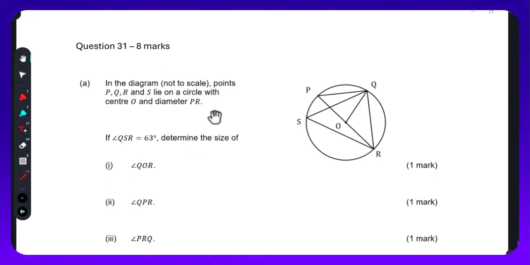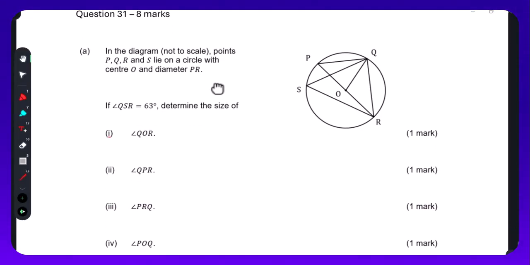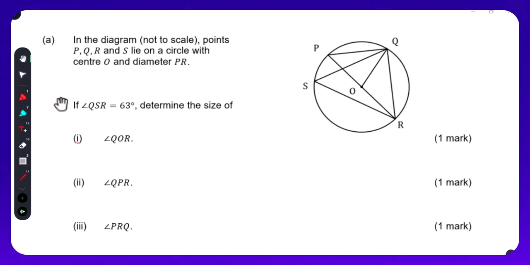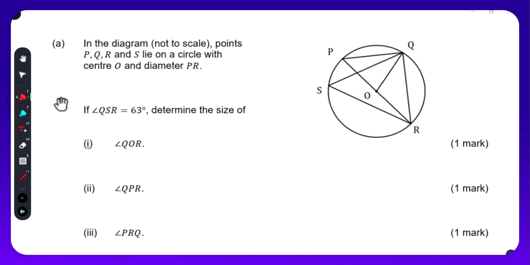We're now up to question 31. So if QSR equals 63, determine the size of these other angles. So I'm going to have to denote QSR equals 63.